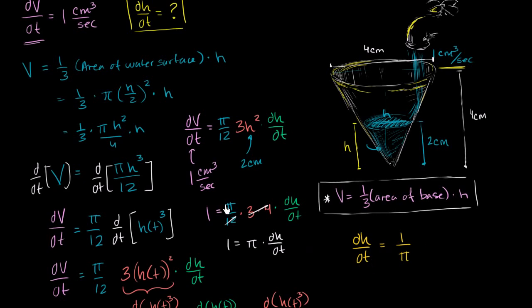pi. And I haven't done the dimensional analysis, but this is going to be in centimeters per second. You could work through the dimensional analysis if you like by putting the dimensions right over here. But there you have it. That's how fast our height is going to be changing at exactly that moment.